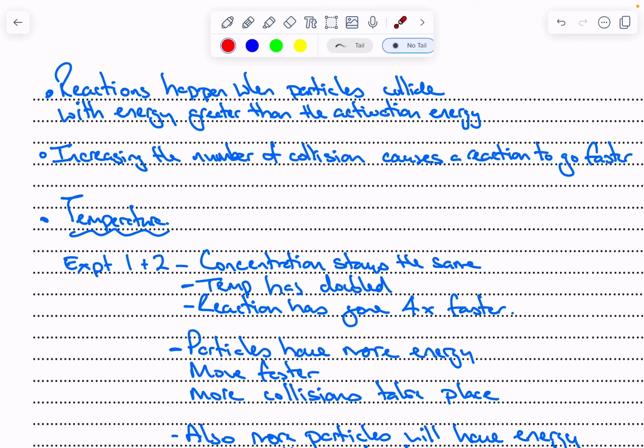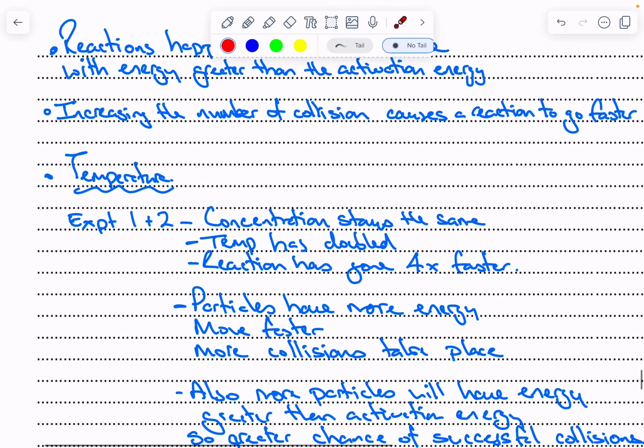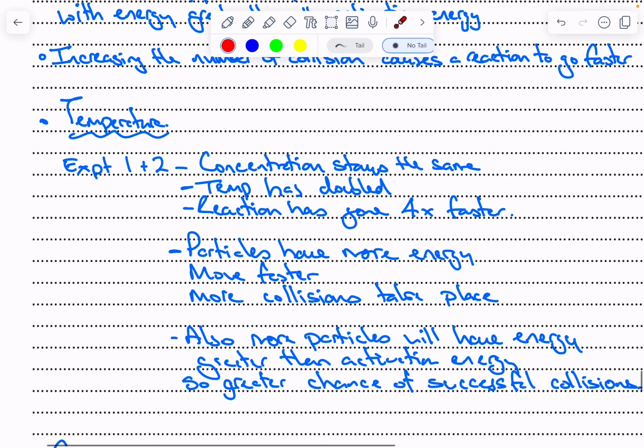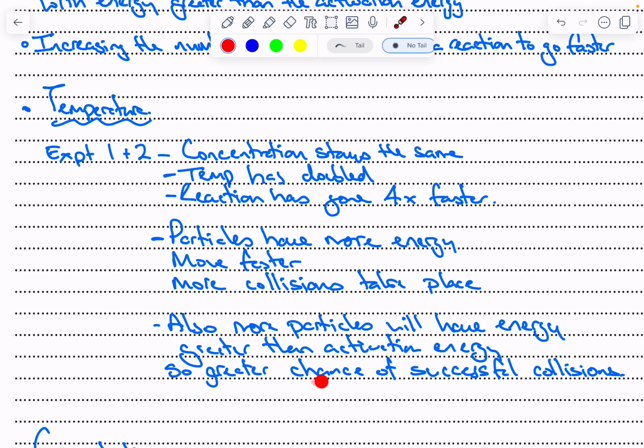In experiments 1 and 2, I'm picking those because the concentration stays the same. In that time, the temperature has doubled and the reaction has become 4 times faster. Why has that happened? That's happened because the particles have got more energy. Therefore, the particles are going to move faster, and therefore there'll be more collisions taking place. Also, these particles will have energy greater than the activation energy, and therefore there's a greater chance of successful collisions taking place because more particles will have energy above activation energy when they react. Temperature done.